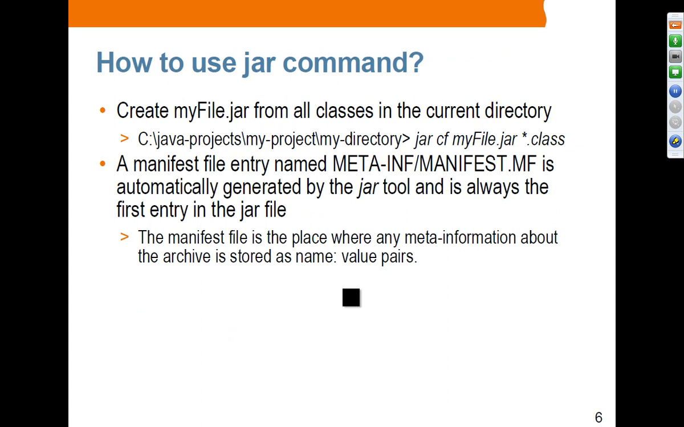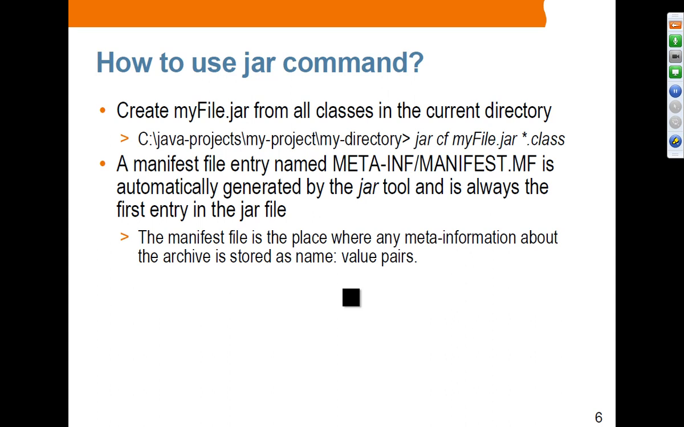So how to use a jar command? Basically, you are going to say jar cvf or cf. V means verbose. So if you just say jar cf myfile.jar start.class, that means whatever class files are in the current directory will be captured into a single myfile.jar file. Okay, and then it also creates a manifest file in the META-INF directory. Okay, so this manifest.mf file gets created in the META-INF directory by this jar tool.